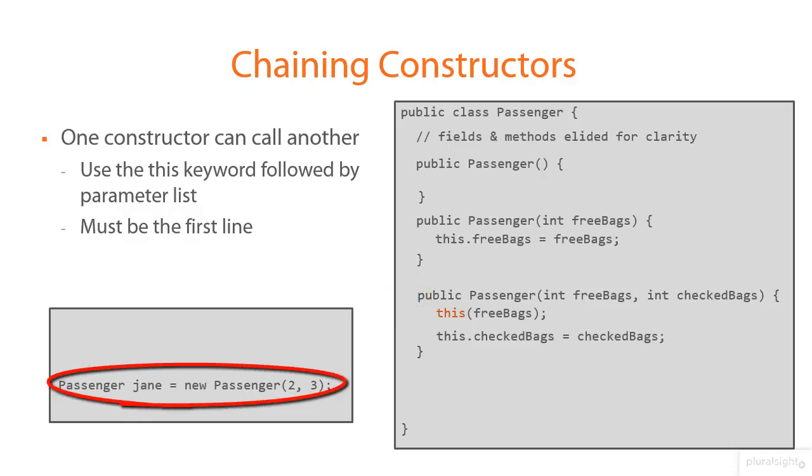So now when we create this passenger Jane, it calls into the constructor that takes 2 arguments. As part of that, it calls up to the constructor that takes 1 argument, which sets the free bags. And then when that returns, we assign checked bags into our checked bags field.